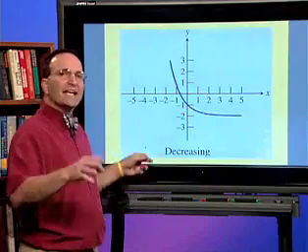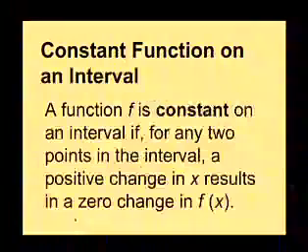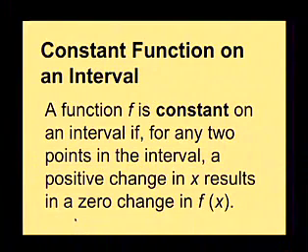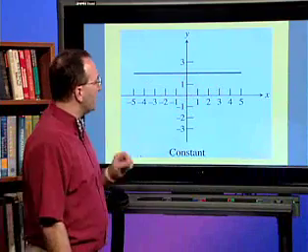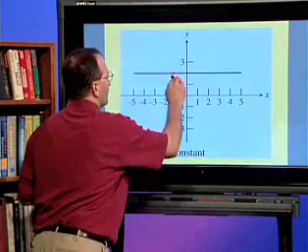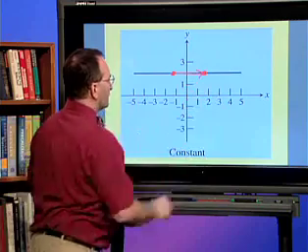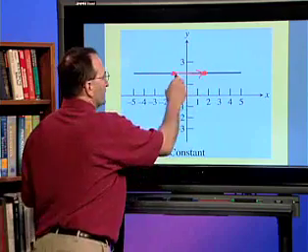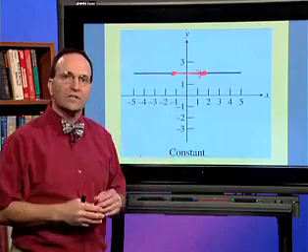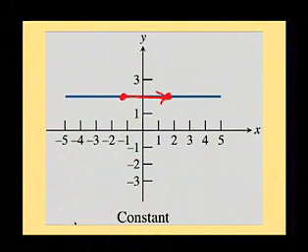All right, what about a constant function? A function f is constant on an interval if, for any 2 points in the interval, a positive change in x results in a 0 change in f of x. A graph, then, of a constant function, a horizontal line. And this would be if I looked at a change in x value, let's say from -1 up to 2, there is no change in the y value. That is, there's a 0 change. It hasn't gone down, it hasn't gone up. And so that's an example of a constant function.